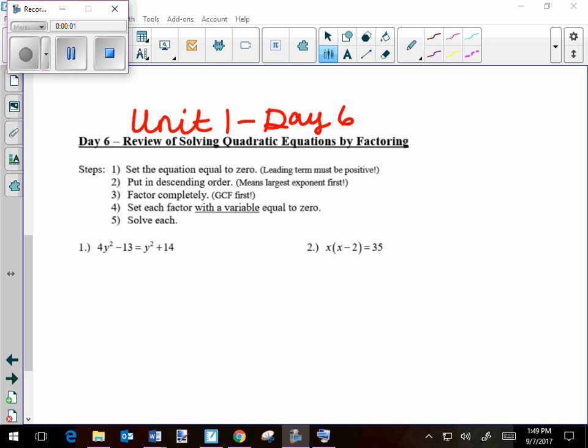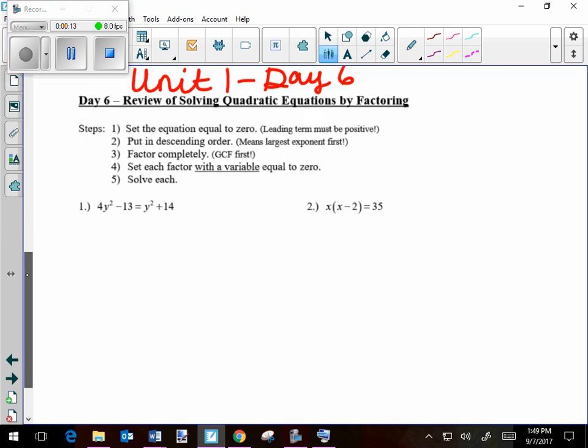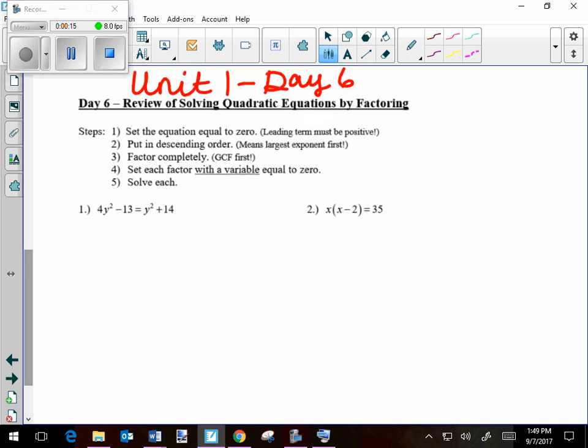Unit 1, Day 6 is a review of solving quadratic equations. You probably learned these maybe for a start in 8th grade and then continued them in 9th grade. So this is a pretty involved equation solving, and if you don't know the steps to this, it's going to end up hindering your ability to do some geometry this year.